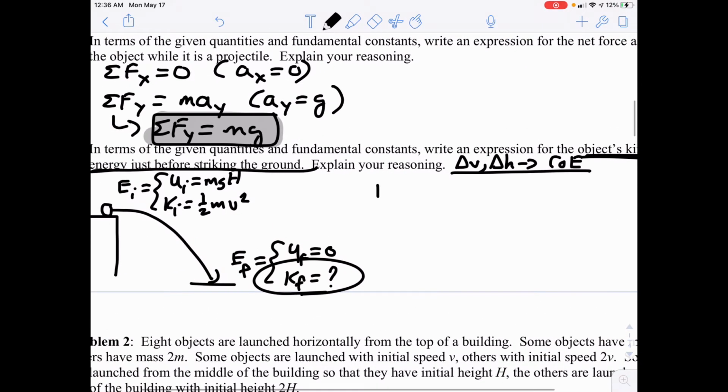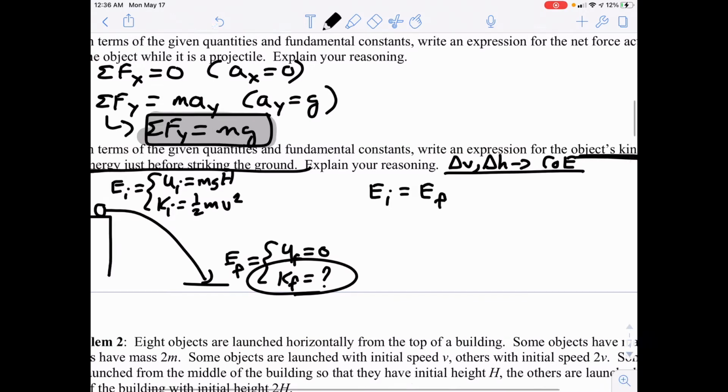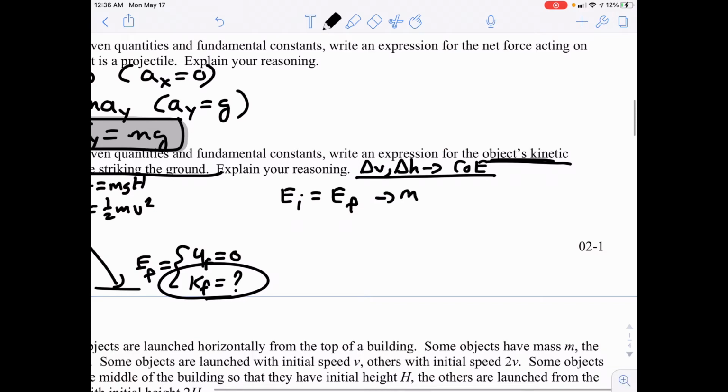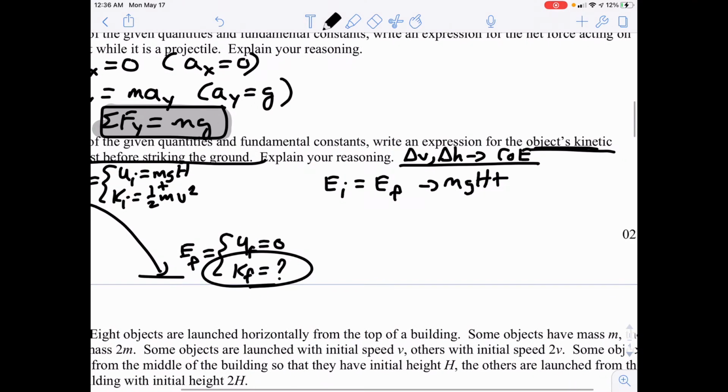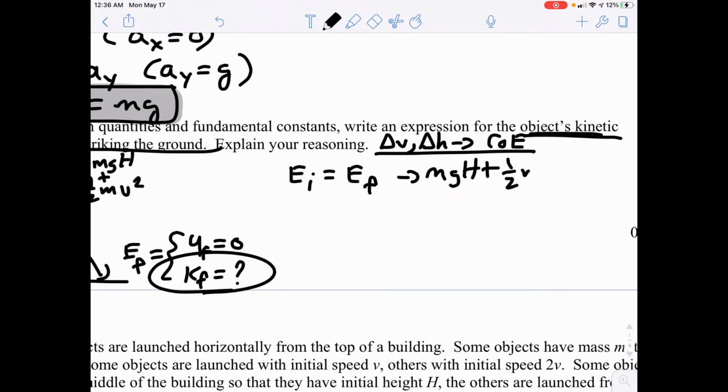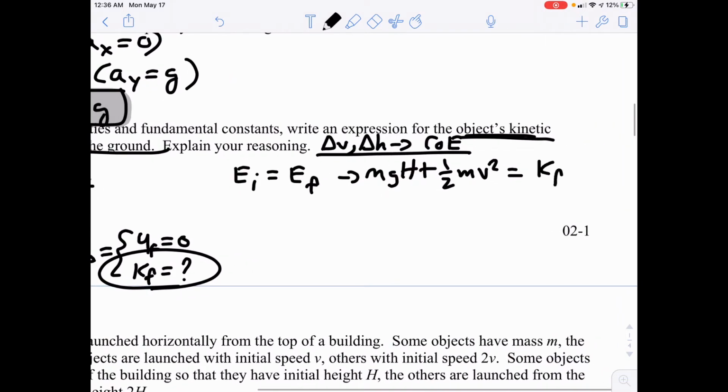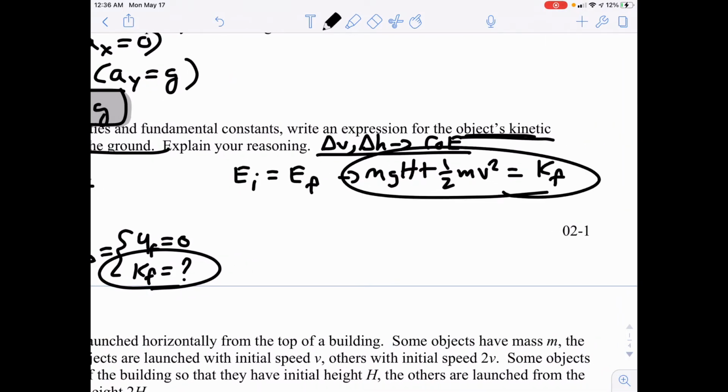So our equation for conservation of energy problems would be equating the initial and final energies. The initial energy would be mgh, plus, add it up, plus 1/2 mv squared, is equal to kinetic energy final. Now there's our equation.